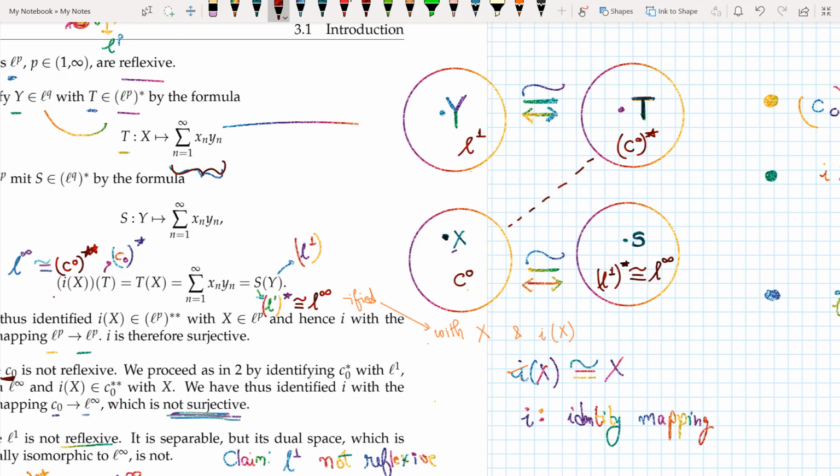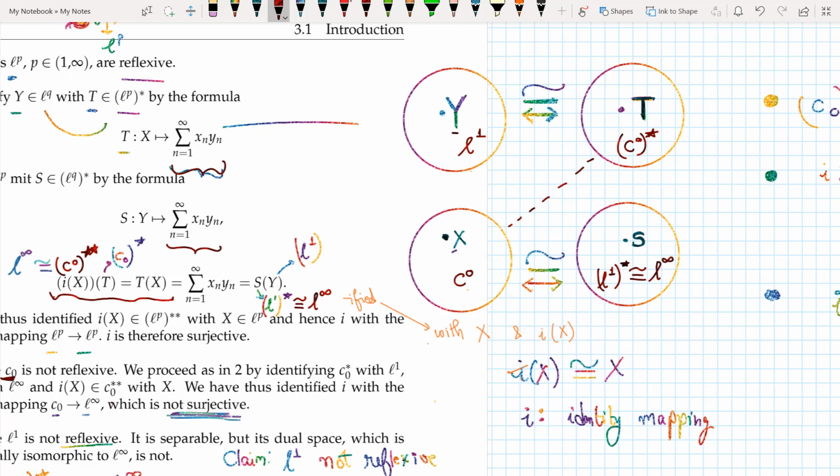Similarly, I apply my operator s to elements in y. So s is in L1 star, which is identified with L infinity, and I apply this operator s to elements in my space L1. So I have a y, a sequence in L1, and I apply s to y, and I get this. Now I have I of x, which is my linear isometry, and its definition is given like this.